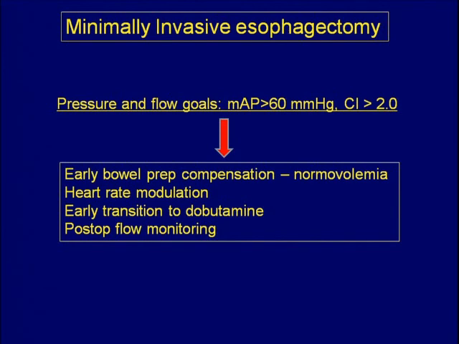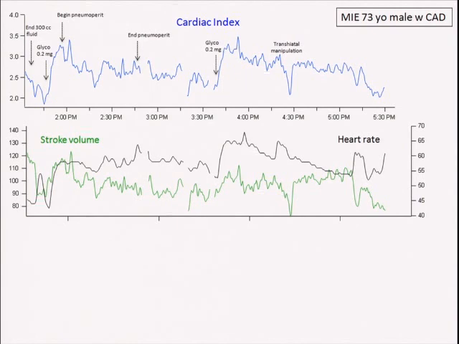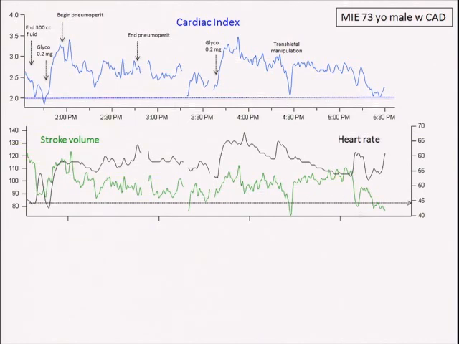And the other thing we're trying to do is maintain our monitoring that we do intraoperatively into the post-op phase as well. Let me give you an example of one of the more recent cases. This is a 73-year-old man who did have coronary artery disease. Here we have his cardiac index of 2, and in this patient you can see intraoperatively we were able to maintain his cardiac index much higher. This was largely done simply by modulating his heart rate.